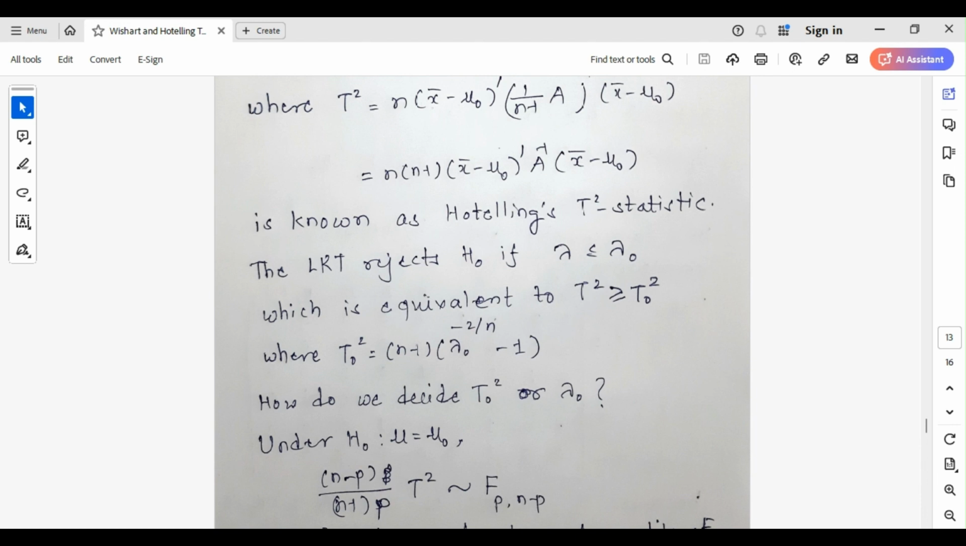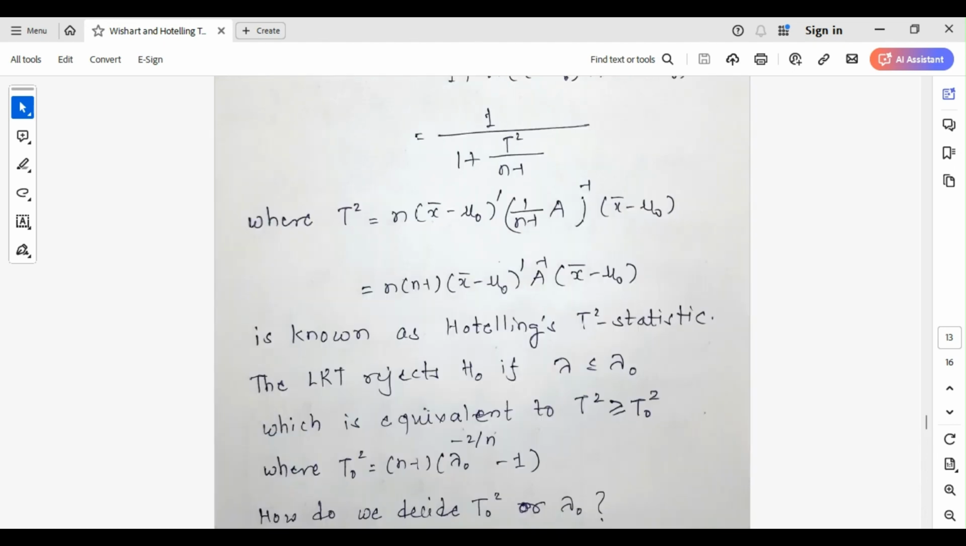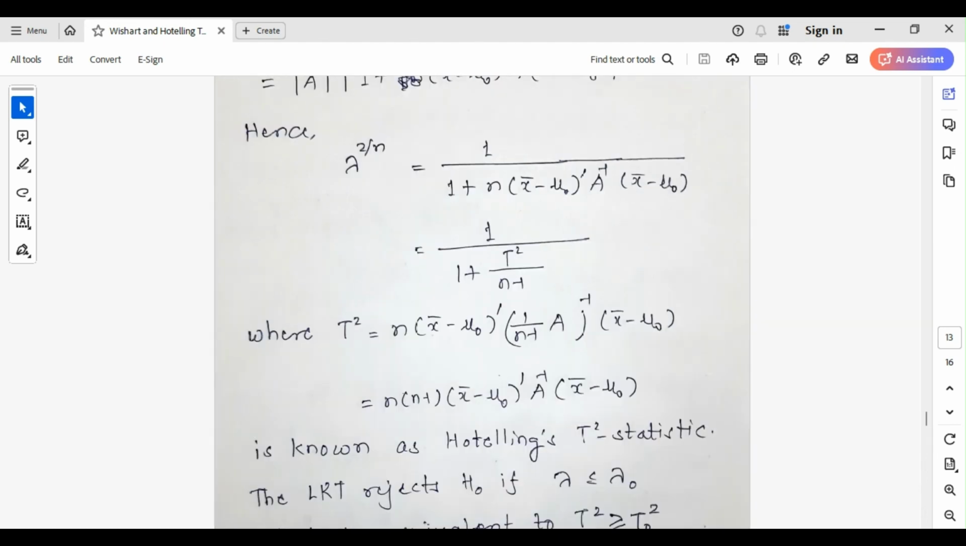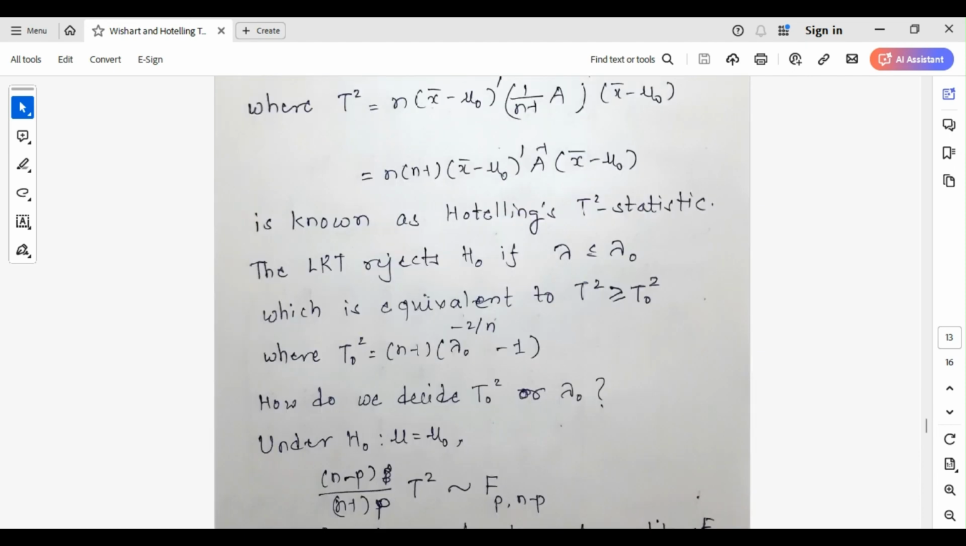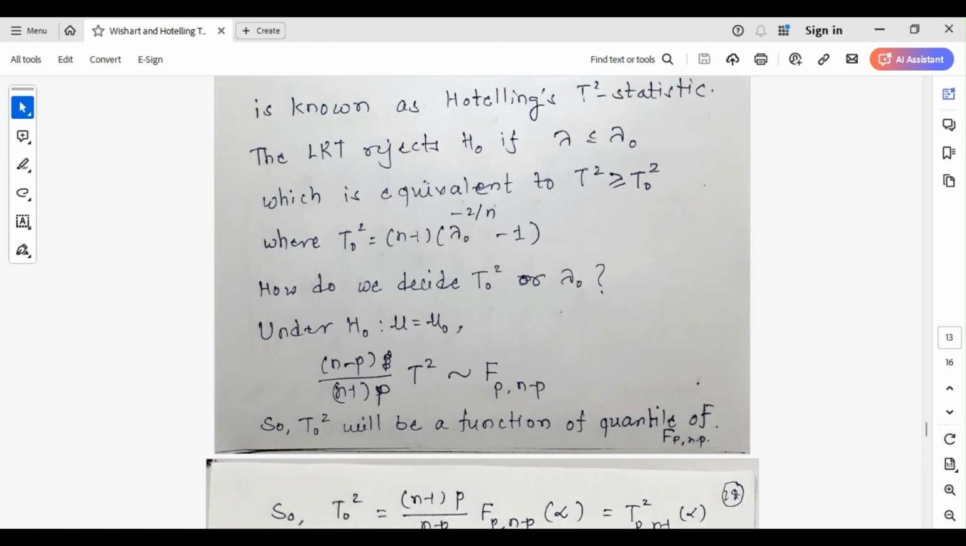Now how do we get this t naught square? All we have done is simply use the relationship lambda raised to 2 by n is equal to this. You put lambda equal to lambda naught, so you get lambda naught raised to 2 by n equal to 1 upon 1 plus t naught square upon n minus 1. Upon simplification we can get this expression. So now how do we decide t naught square or lambda naught?